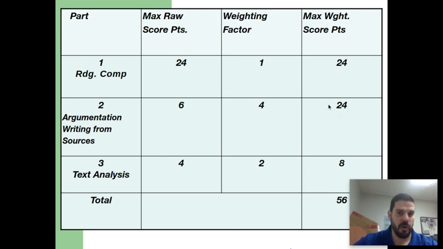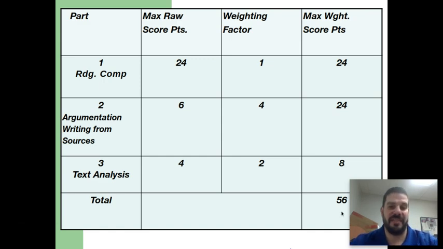Text analysis is on the rubric, you could get a 4 and is the highest score, so 0 through 4, and then you multiply whatever number you get by 2. The max score you can get is 8. So the highest score you can get on this test is a 56 raw score. What does that mean?